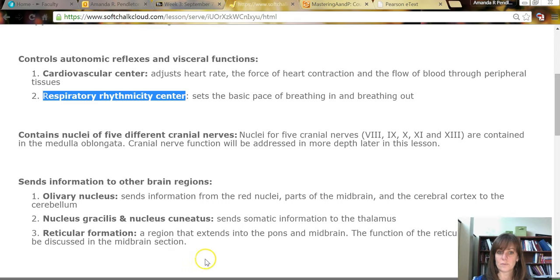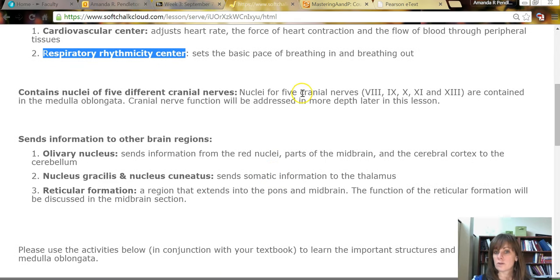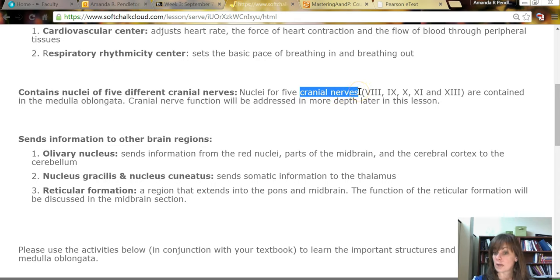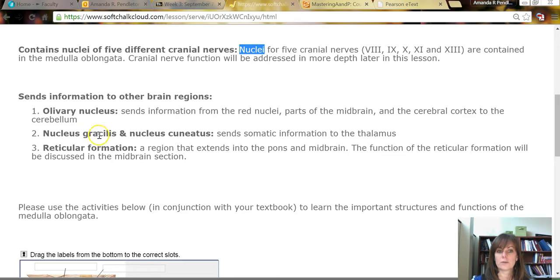Okay, we're going to talk about cranial nerves, which are nerves that directly exit the brain. They don't exit the spinal cord. And some of the nuclei, if you remember, those are regions of cell bodies of gray matter. So the nuclei for these cranial nerves are found in the medulla oblongata. We'll talk more about those cranial nerves on a later page. And then there's going to be three other nuclei regions. And for the most part, these are just sending information from one part of the brain to another part of the brain, really facilitating communication between different regions of the brain.